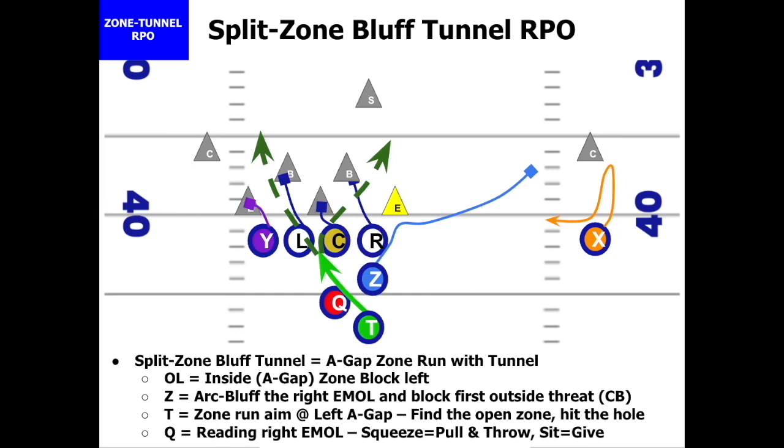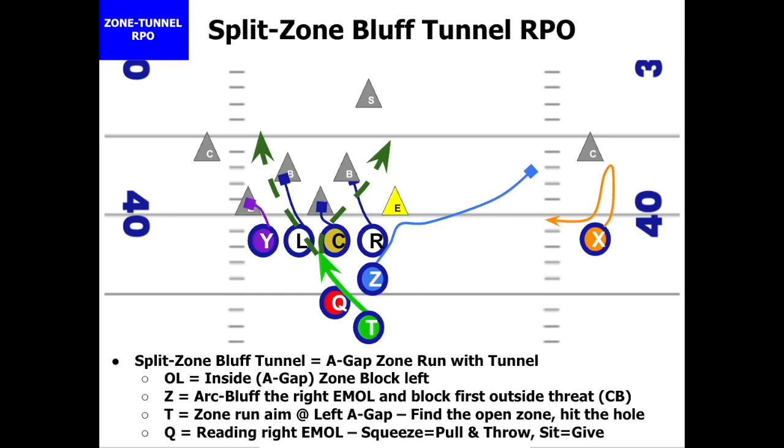It's up to him. Quarterback's going to read the right end man on the line of scrimmage, which happens to be the DN. If he squeezes, he's going to pull and throw it outside to the tunnel. If he sits, he's going to give it. That's the gist and summary of the play. Again, Oklahoma State's play is more of an immediate now screen after the split zone bluff. We'll get into that here in a second. But that's how it's adapted into the 8-man game.